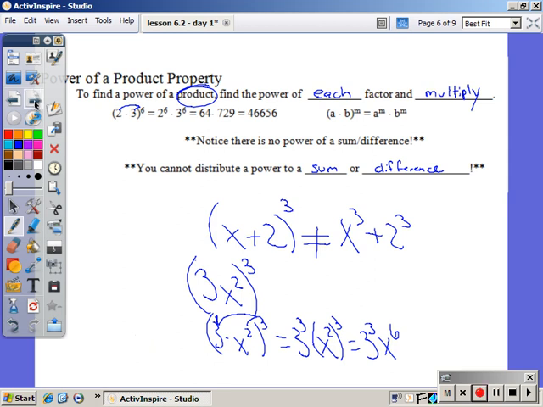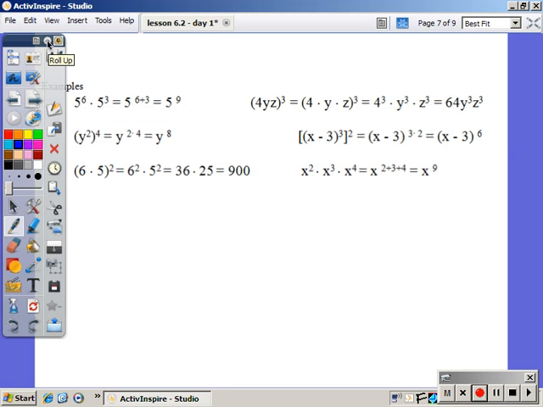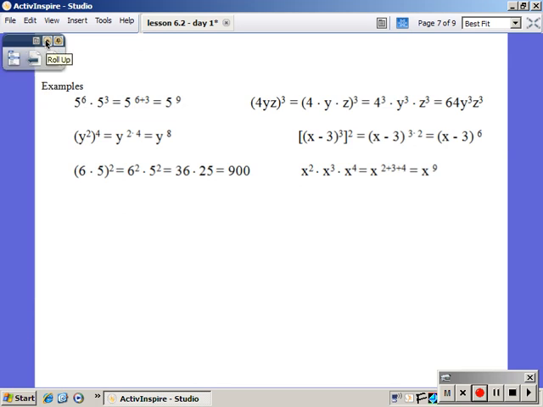So those are our 3 properties. Some examples, I'm not going to read through every single one of those. You can look through them just to point out what property they are. This is the product of powers. I'm multiplying powers that have the same base. Add those exponents. Power of a power, we multiply. This is the power of a product. Multiplication problem inside. Distribute that exponent to both of those factors.